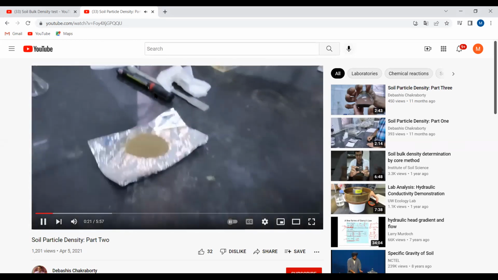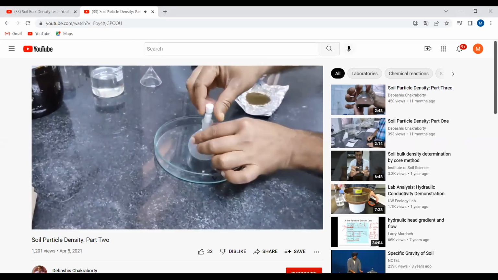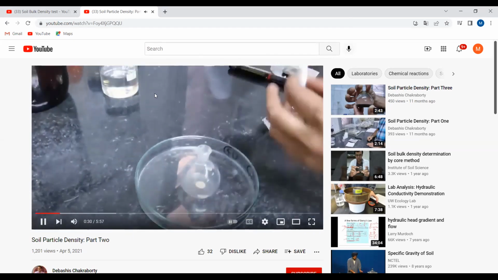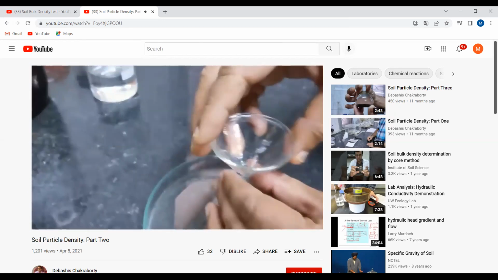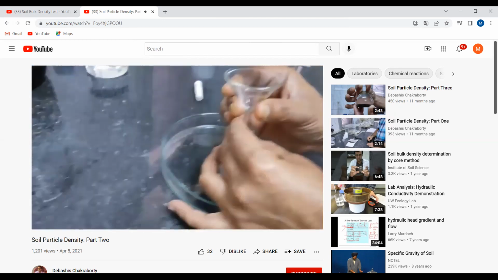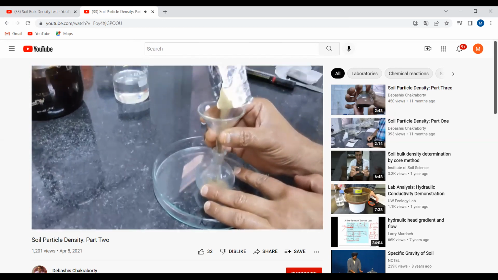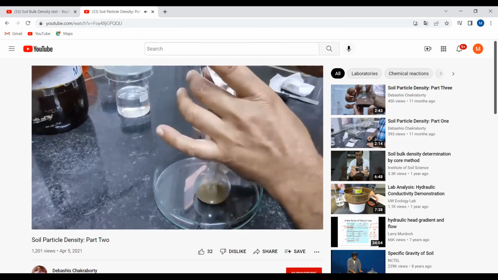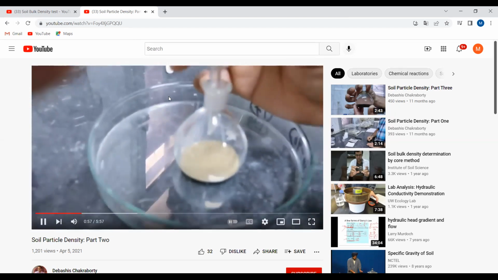Now you take the pycnometer out, and then we are placing the soil inside the pycnometer. So we are adding soil. You can use a funnel so that there is no waste. Slowly you do that, and you try to see that the bottom of this funnel should not touch the pycnometer. This applies every time, whenever you are placing soil or whenever you are placing toluene. The funnel tip should not touch the bottom.